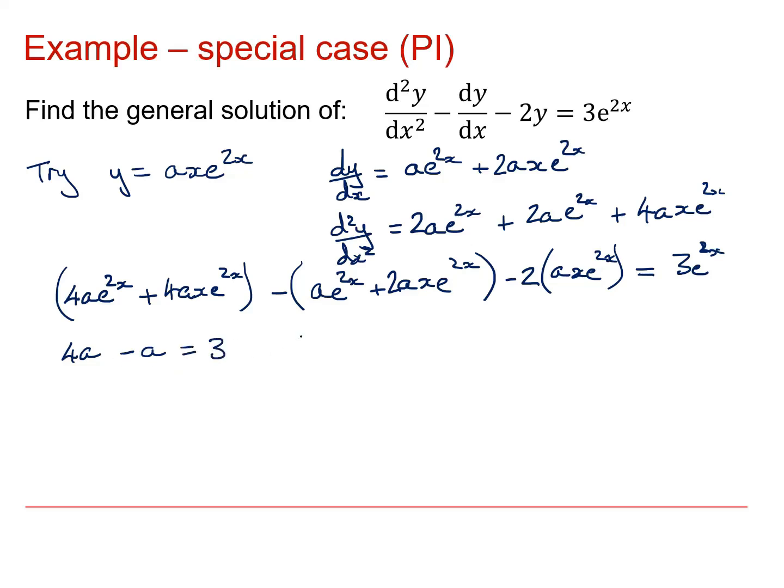So this gives me 3a equals 3, and therefore a equals 1. And so my particular integral is y is equal to x e to the 2x.